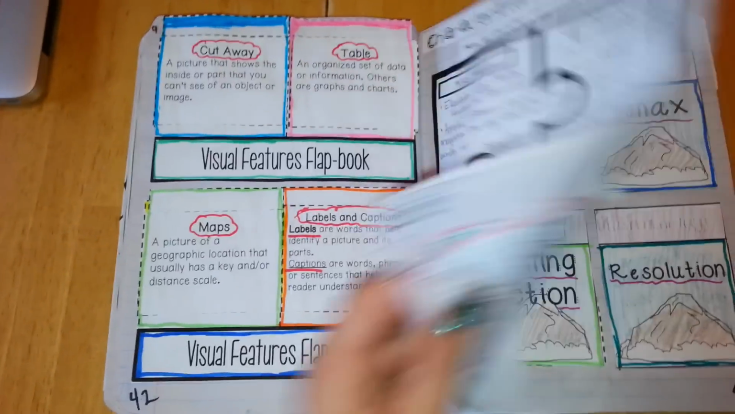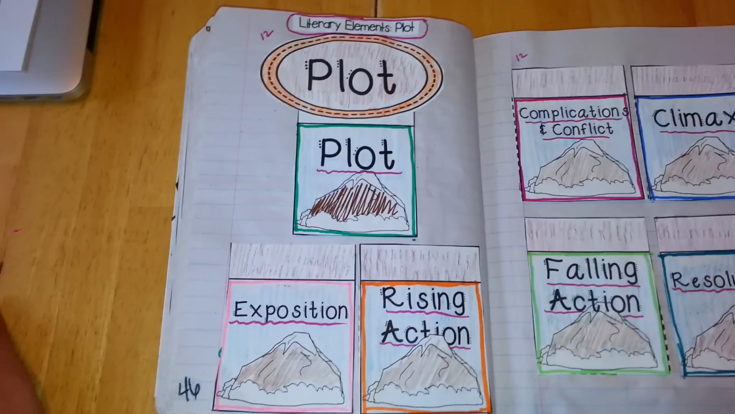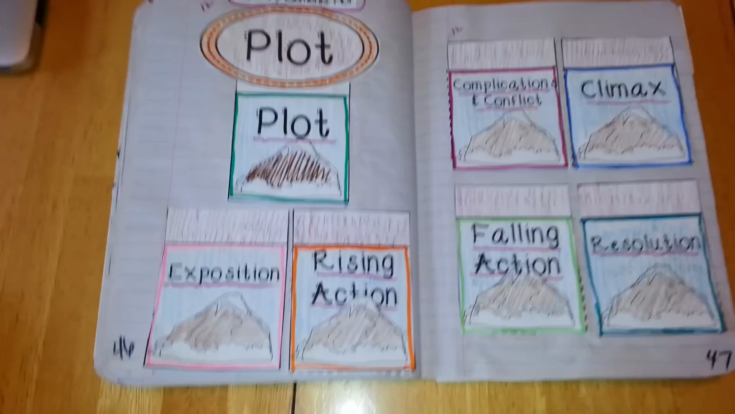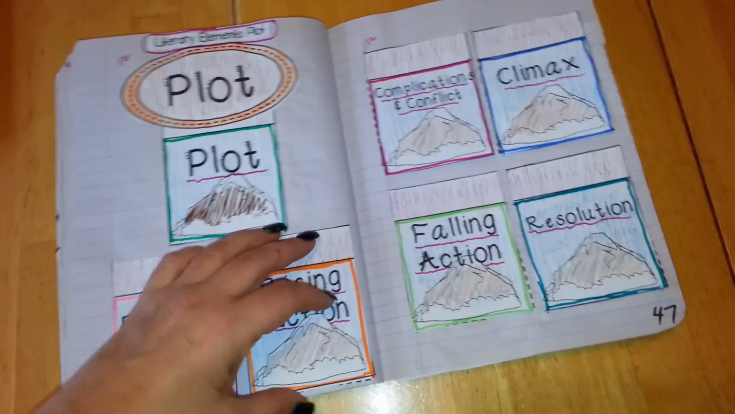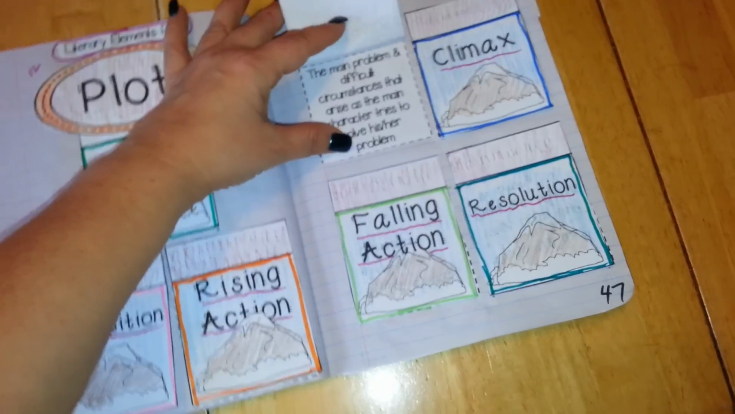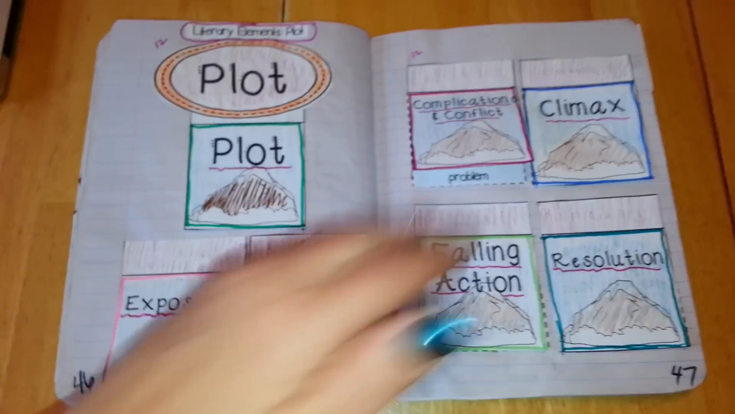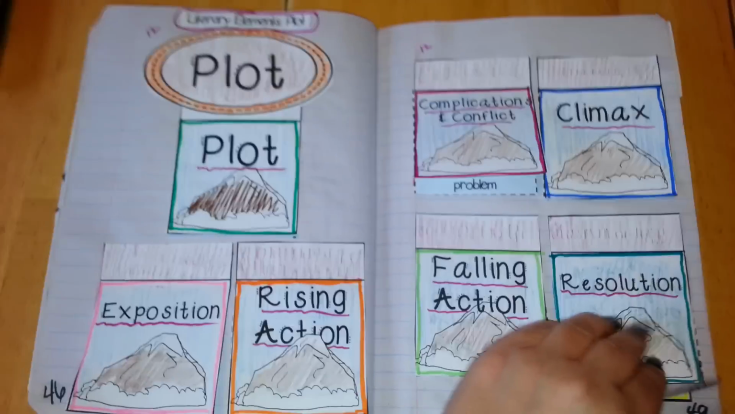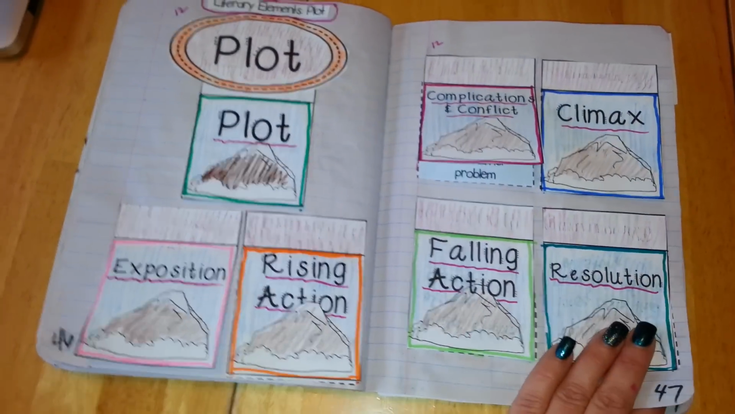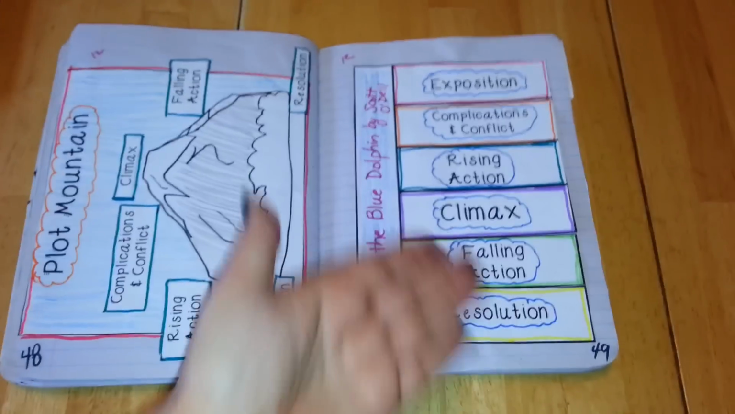Let's jump to page 46. Here we have the literary plot, as when teaching literary elements. And underneath, it explains what each of them is. You can have the kids write it themselves, or you can have them cut them out and decide where it belongs before they glue, so they sort of know the definition of each. The plot mountain. Then they can complete this for a story.